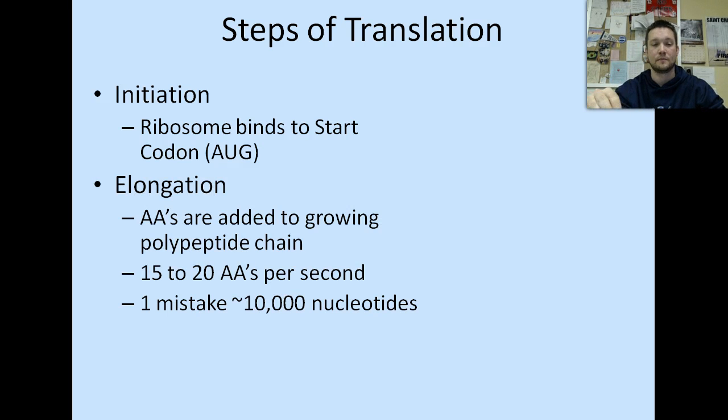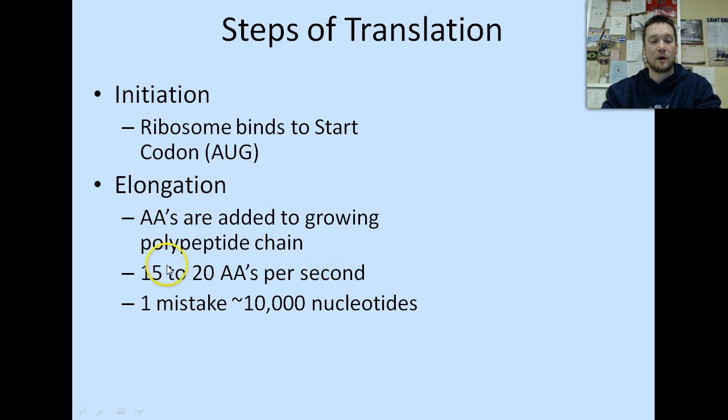Then is the process where we actually build the protein. This is called elongation because it's a long chain of amino acids and we're making it longer. Anytime you see AAs, that refers to amino acids. By the way, you'll see that shorthand here and there in this presentation. So the amino acids are added to this growing polypeptide chain. That's another name for a protein. Remember that peptide is a name for amino acids. Poly means many, so it's something that's made out of many amino acids. So this is where we start adding amino acids to our chain in order to actually make a protein.